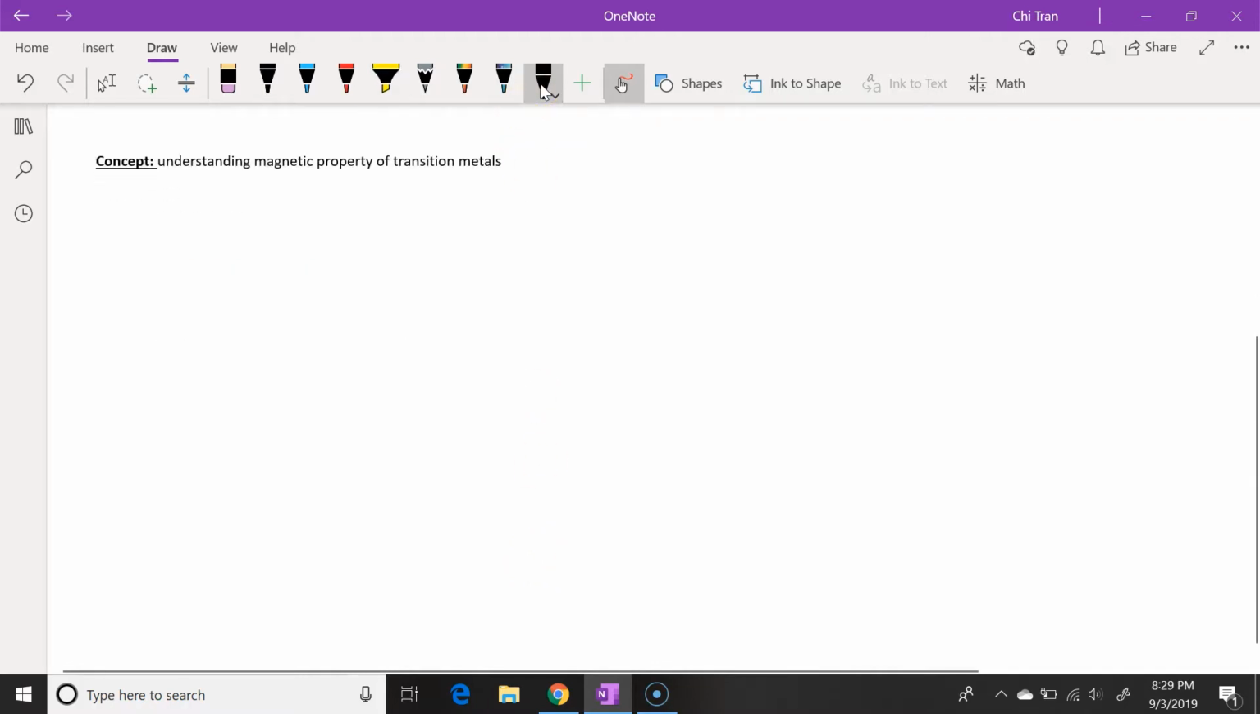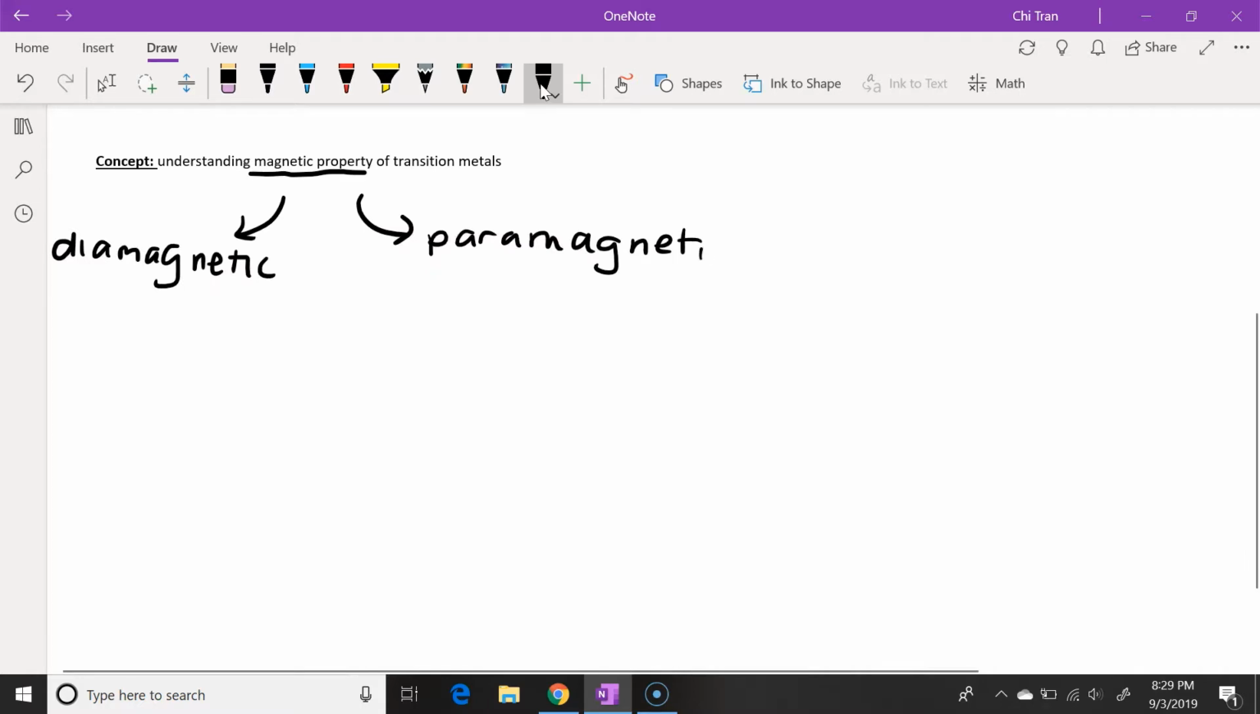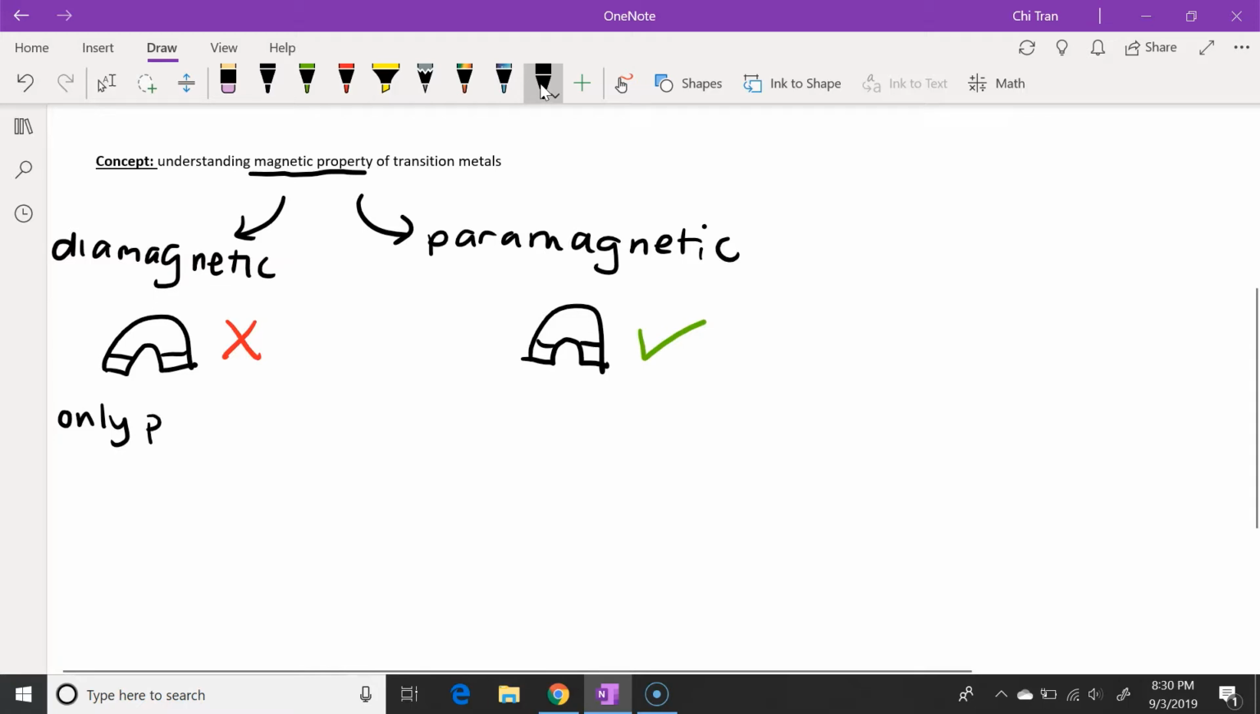And so magnetic property of a transition metal can occur in two types. So we have diamagnetic and paramagnetic. Diamagnetic doesn't have magnetic property, whereas paramagnetic does, because diamagnetic only has paired electrons, and conversely, paramagnetic have unpaired electrons.